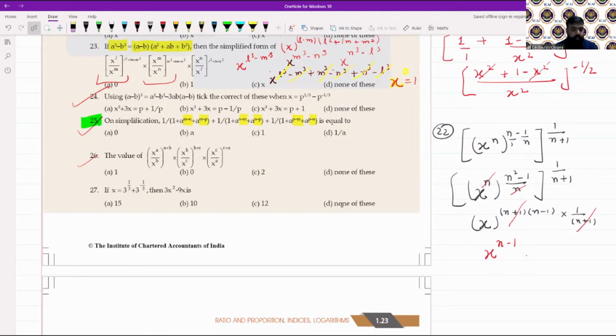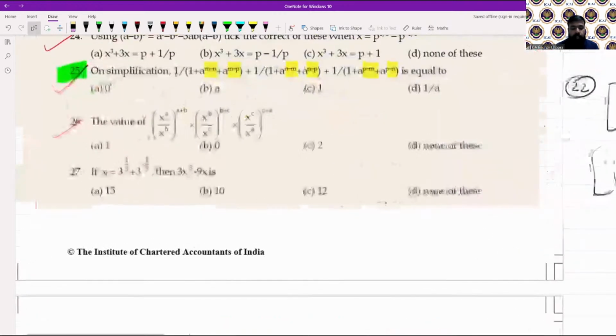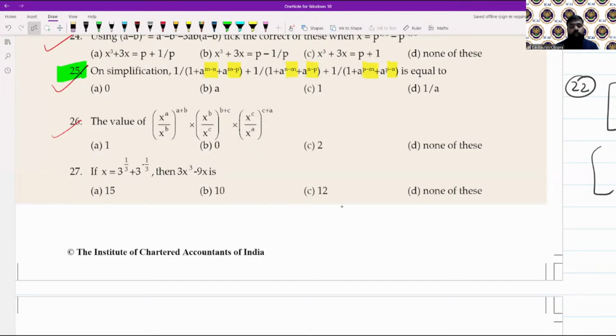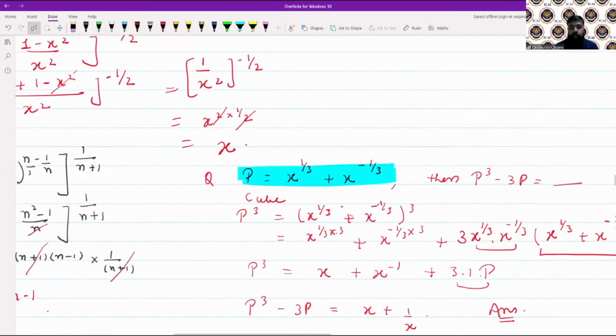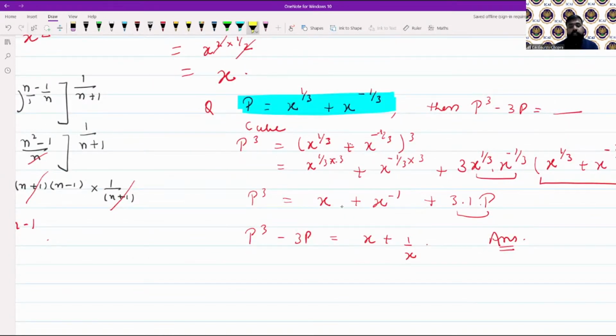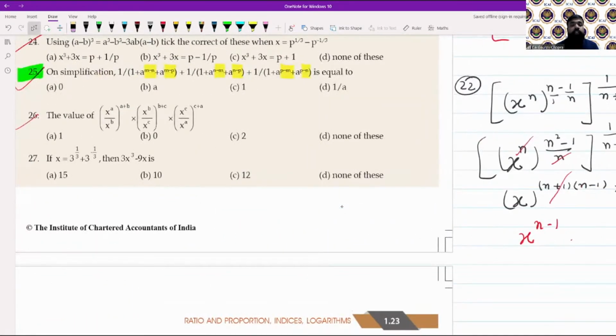Okay, Navya says, please explain once again. Aditya is talking about 27. See, Aditya, we have done the 27. It is almost similar to what we have done in the P question. P cube minus 3P was required in that question, and in 27 it says 3x cube minus 9x. So first of all, you have to find out the cube and then multiply with 3 and put in the given equation. You will get the result. All right. So it is almost the same.